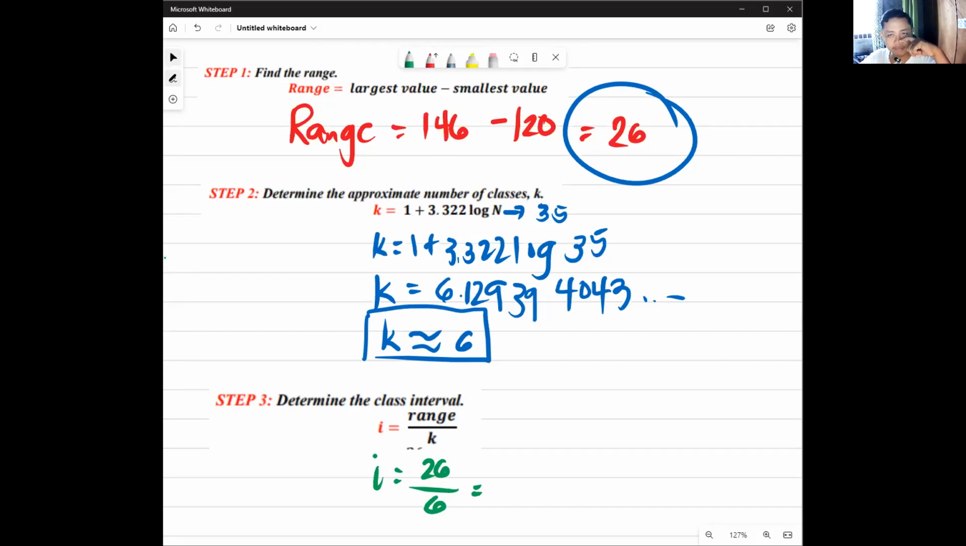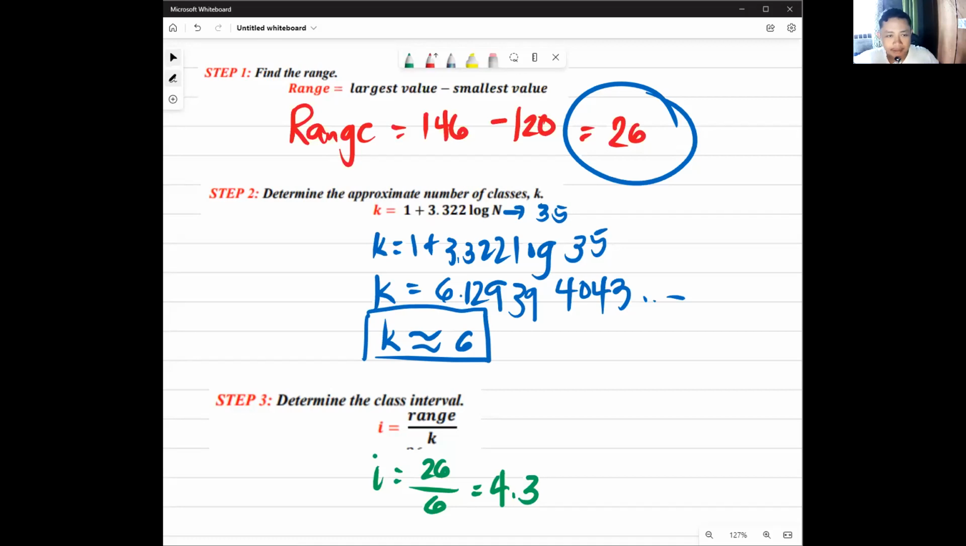What's the answer? It's 4.3. Very good. Okay. And this time, for the interval, round it off to the nearest odd integer. Again, round it off to the nearest odd integer. Saan yung pinakamalapit na odd integer ng 4.3? Round it off to the nearest odd integer. Because preferably it should be odd.